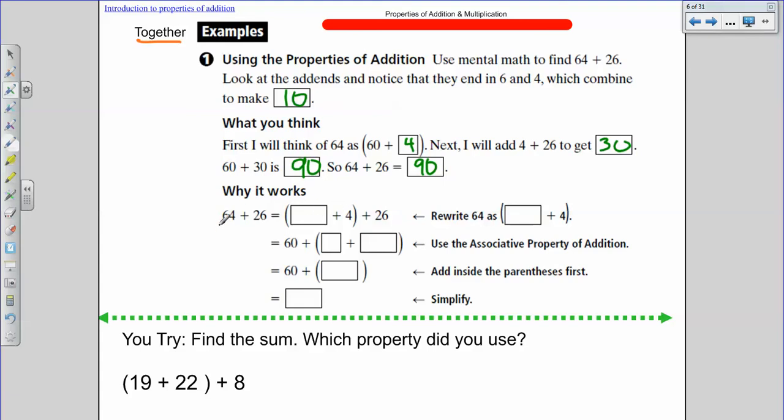So why does it actually work? Because again, I'm going to rewrite 64 as 60 plus 4. Then I'm using the associative property of addition. So remember, associative property means I can regroup things. So I'm changing where my parentheses are. I'm going to regroup to be 4 plus 26, and that's how easily I got 30. 30 plus 60 is 90. Okay, now I would like for you to hit pause on your video, and you are going to do a problem by yourself, and then tell me which property you used. So go ahead and hit pause, and I'll be back to check your answer.